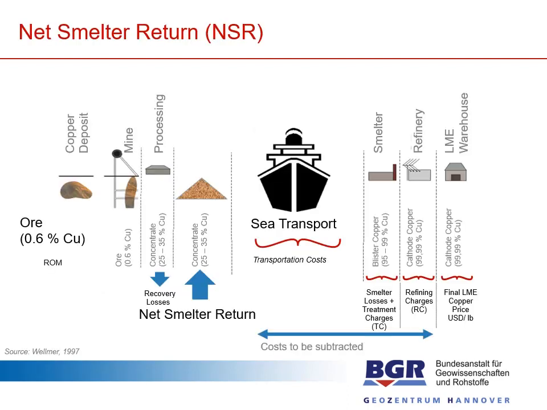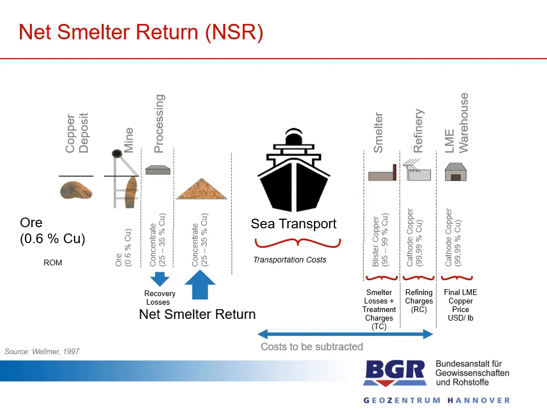Here's an example of the net smelter return. You have an ore, in this case a copper ore, with a run-of-mine grade of 0.6% copper. This ore is mined and afterwards processed to produce a concentrate with a common grade of 25 to 35% copper, where you of course have recovery losses in the range of 10 to 30%.